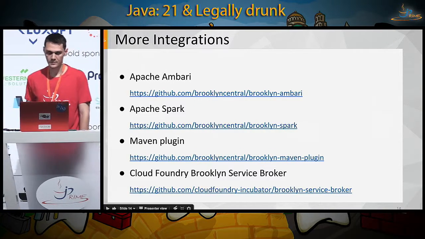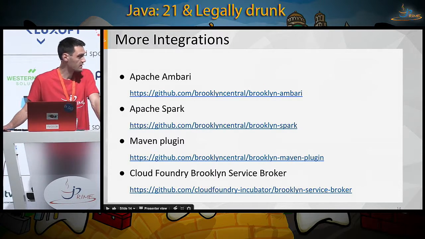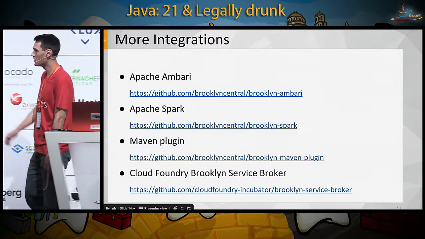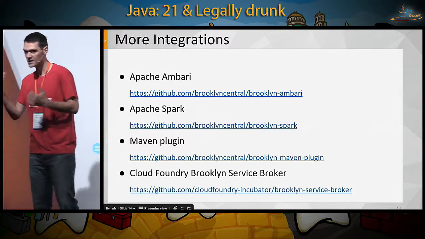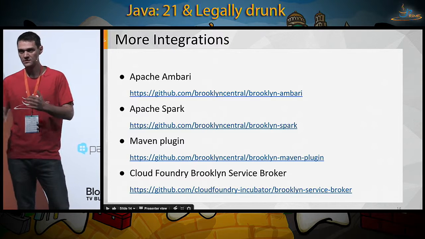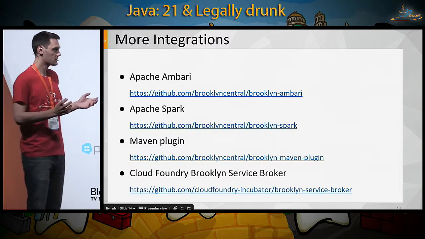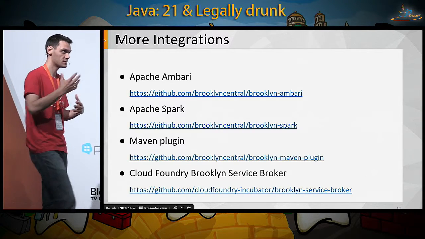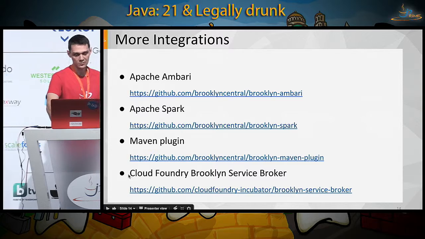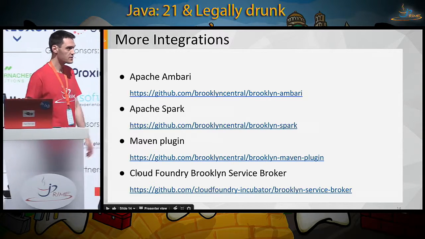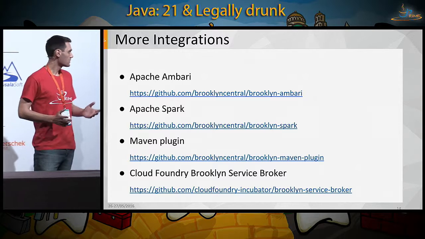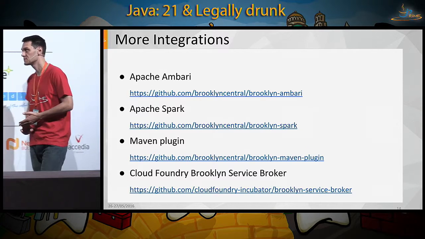We also have some additional integrations, like with Apache Ambari blueprints, Apache Spark blueprints. There's a Maven plugin which can help you either test your blueprints against a running Maven instance, or alternatively help you create the infrastructure which you need for your tests. So you can integrate the infrastructure creation and destruction inside your test workflow. There's also a Cloud Foundry service broker, which lets the Cloud Foundry users, which is platform as a service, use any entities, any blueprints running inside Brooklyn.